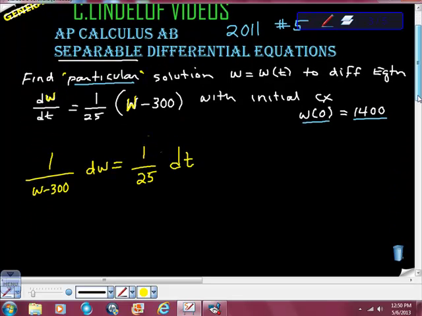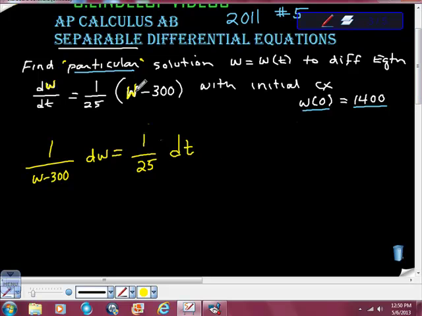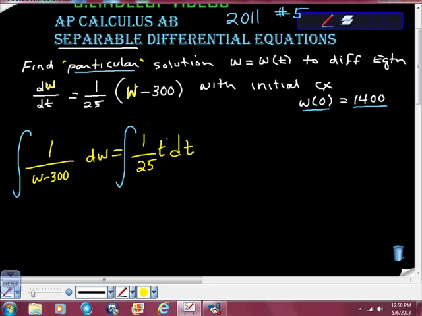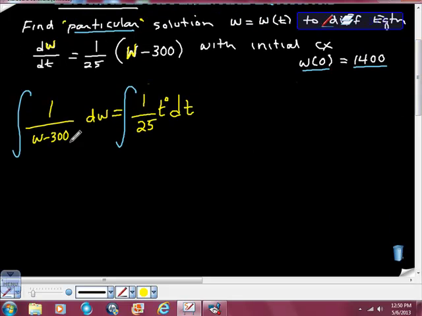What I'm going to do from there is, this is the derivative, so I need to find what the function was. So I'm going to take the integral of both sides. As I do that, I'm going to remind myself that this thing right here, look at this as t to the 0 power. It makes it a lot easier for some people to see it. As I integrate this, the first thing I realize is that the first derivative of W minus 300 is 1. So that tells me that we have an ln function here.